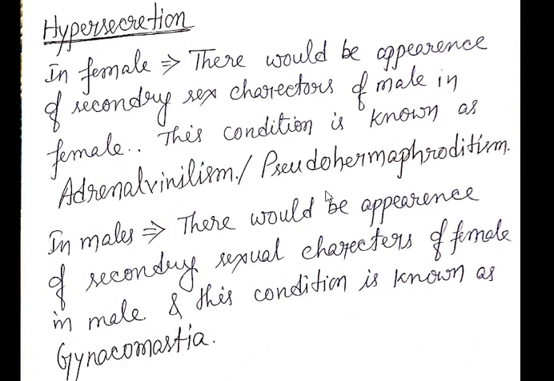adrenal virilism. This condition is known as adrenal virilism. Okay. So adrenal virilism is the condition where the female will develop the secondary characteristic features of male. So maybe here is some small mistake, you please correct.